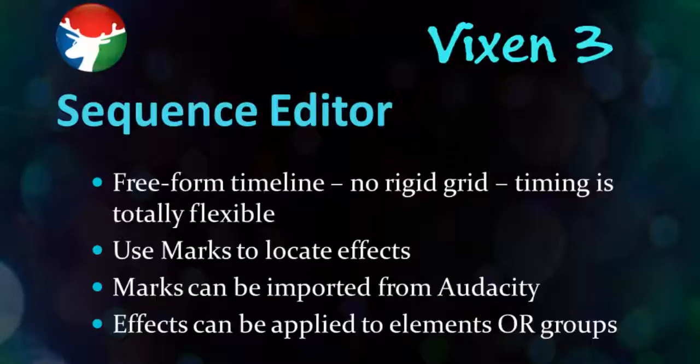To synchronize to your music, you add marks to the timeline, and the quickest and easiest way to do that is to process your music in Audacity and export beat marks from Audacity, import those into Vixen, and suddenly you've got marks that are exactly aligned up to the beats on your music. Not to the nearest 100 milliseconds or the nearest half a second, they're exactly lined up.